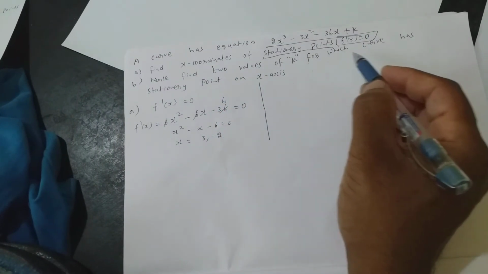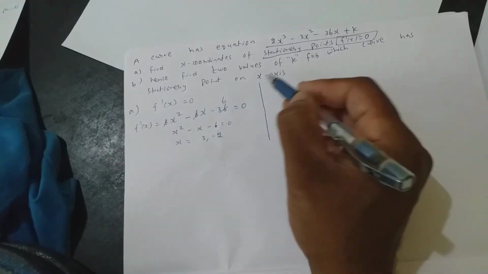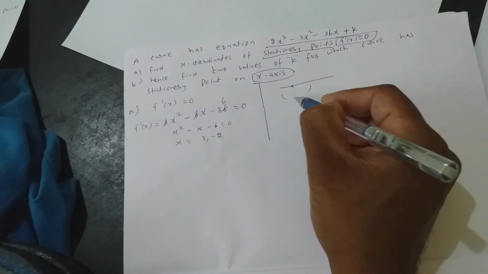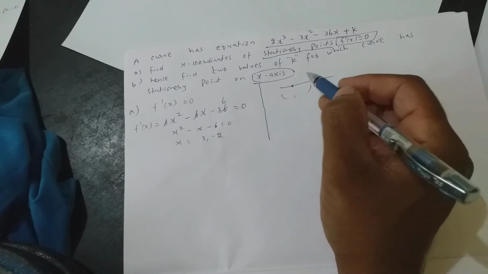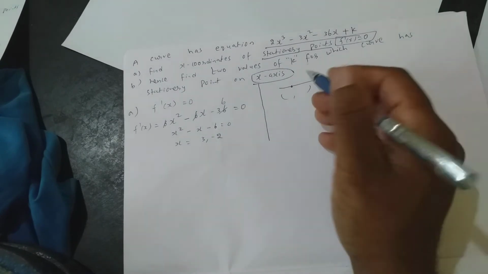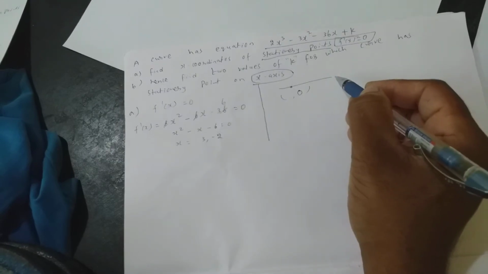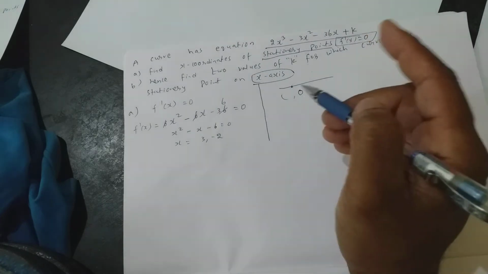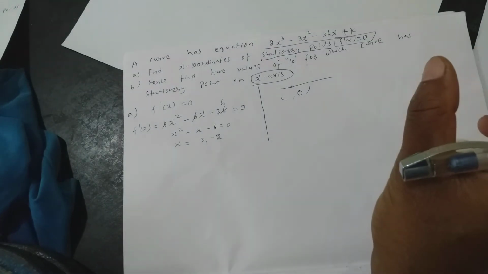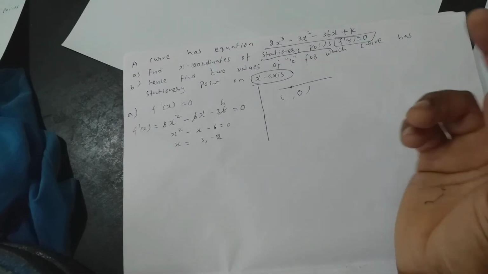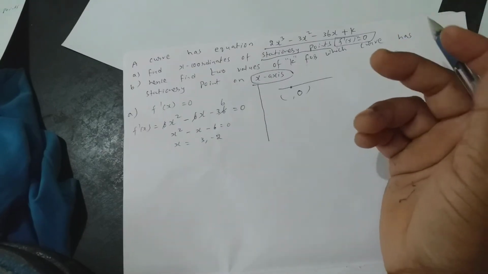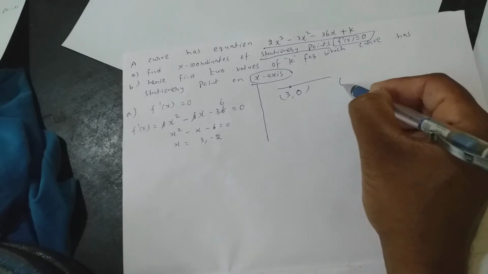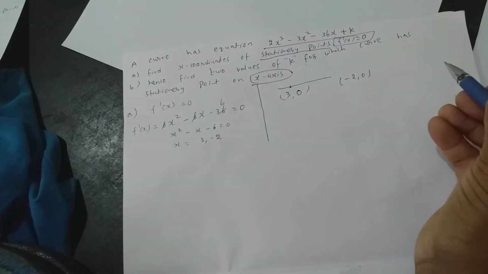Hence find the two values of k for which the curve has a stationary point on the x-axis. Any point on the x-axis, what is the rule? Any point lying on the x-axis, its y-coordinate will be 0. That's what you need to understand. In coordinate geometry, I told you many times, any point on the x-axis has y value 0, and any point on the y-axis has x-coordinate 0. So here my stationary points are 3 comma 0 and the other point is minus 2 comma 0.